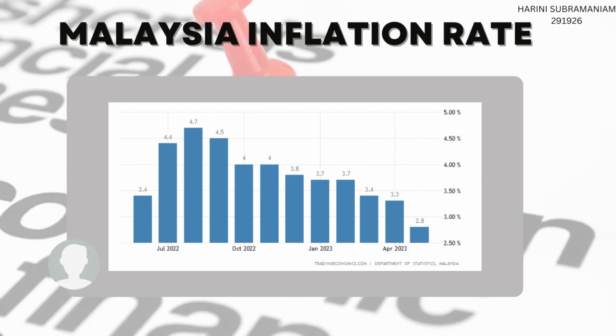The annual inflation rate in Malaysia eased to 2.8% in May 2023 from 3.3% in the previous month and was less than the market forecast of 3%. It marked the lowest reading since May 2022, due mainly to a further slowdown in prices for transport, which was 1% versus 2.3% in April, and food and non-alcoholic beverages, which was 5.9% versus 6.3%.